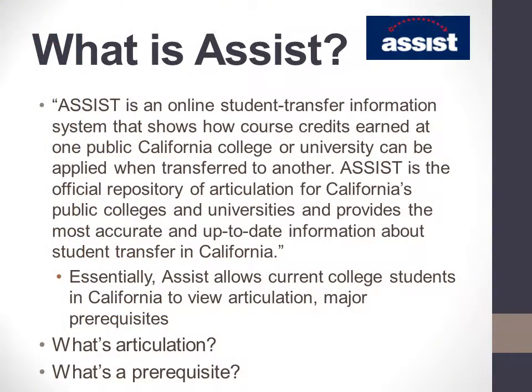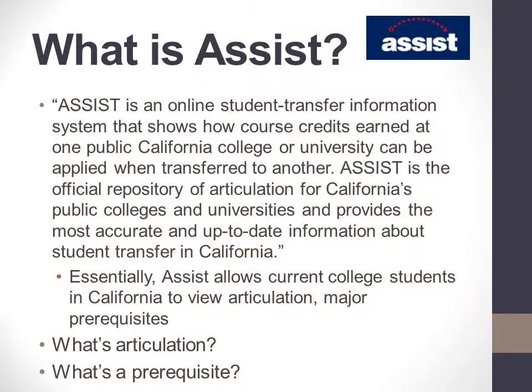But first, I'd like to explain to you exactly what Assist is. On their webpage, the first thing they have is their own explanation, and I'd like to read that to you because I think it's a very good way to explain what they do. Assist is an online student transfer information system that shows how college course credits earned at one public California college or university can be applied when transferred to another. Assist is the official repository of articulation for California's public colleges and universities and provides the most accurate and up-to-date information about student transfer in California.